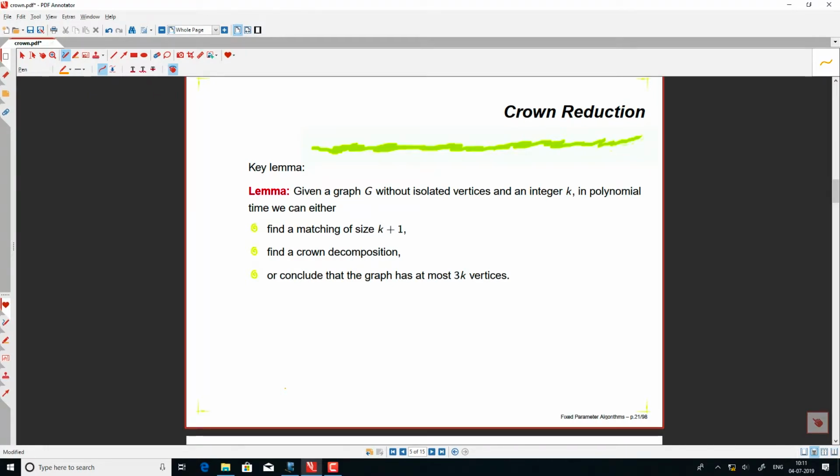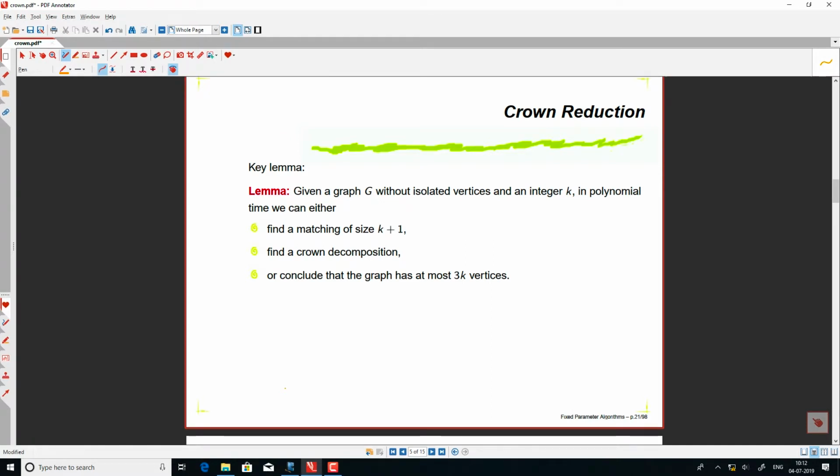Now if I prove this, what kind of a kernel will we get? We'll prove this with a short proof, but first let's take stock of what we have achieved for the vertex cover problem. Let's see in each of the cases what we can conclude. Remember, I'm trying to find a vertex cover of size at most k in my graph. If I find a matching of size k plus 1, then there is no vertex cover of size at most k, because every edge of this matching needs a separate vertex to be covered, and that's more than k of them. So in this case, we can return no. In the crown case, we know how to reduce the graph: we pick all of H into the solution, delete H union C, and recurse.